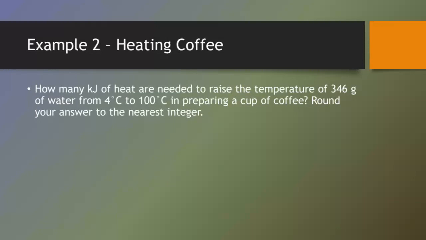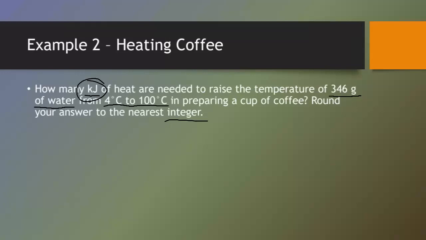We want to know how many kilojoules of heat are needed to raise the temperature of 346 grams of water from 4 degrees to 100 degrees. As we're heating up some water for a cup of coffee, and that reminds me to take a sip of my own. It says to round to the nearest integer. Integers are just positive or negative whole numbers, right? So no decimals here. We're just going to round to a whole number of kilojoules when we're done.